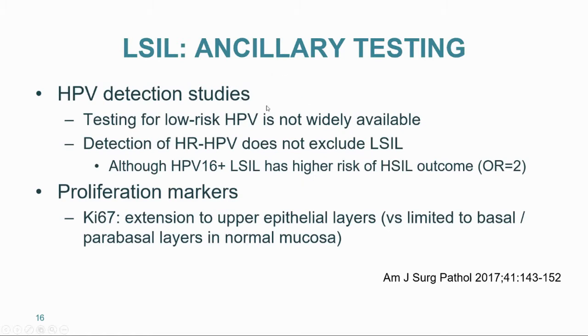HPV detection studies in LSIL are relatively limited because two thirds of LSILs are caused by low-risk HPV, and testing for low-risk HPV is not widely available. And detection of a high-risk HPV type does not exclude LSIL because one third of those lesions are going to be caused by those high-risk HPV types. Proliferation markers are also relatively controversial because you may see extension of positive staining cells from the basal layer to the upper epithelial layers.